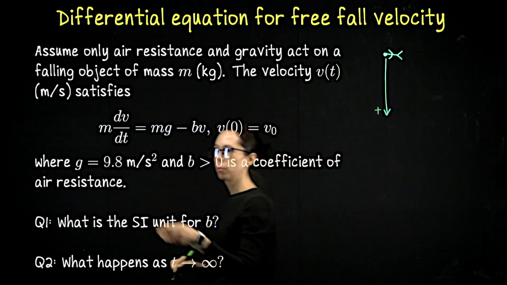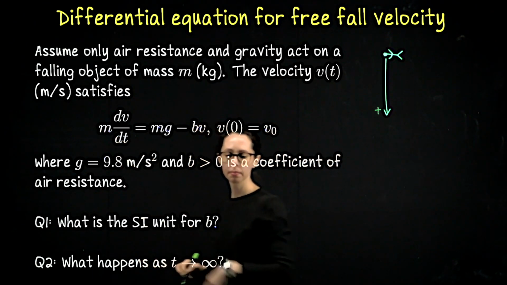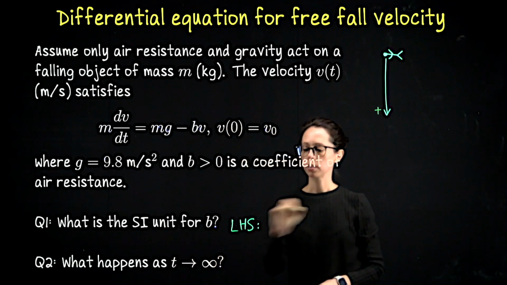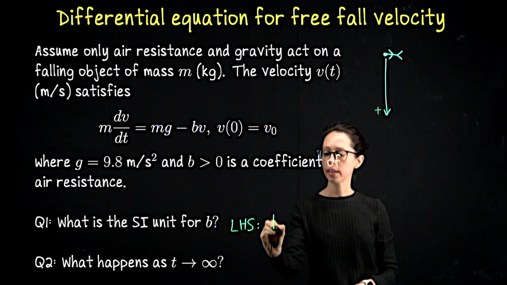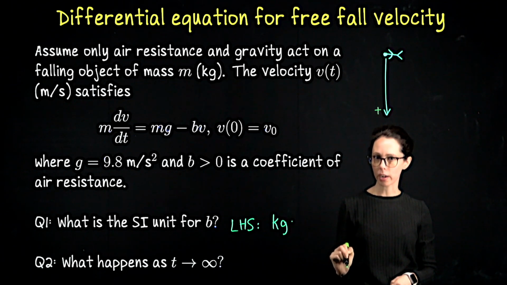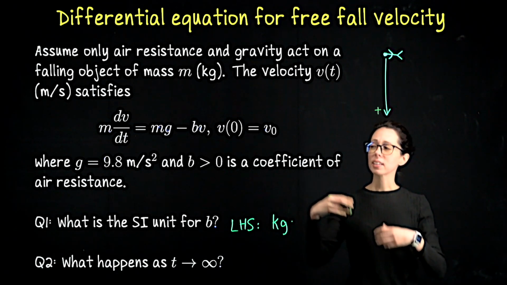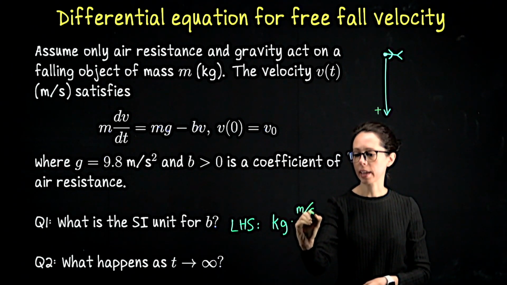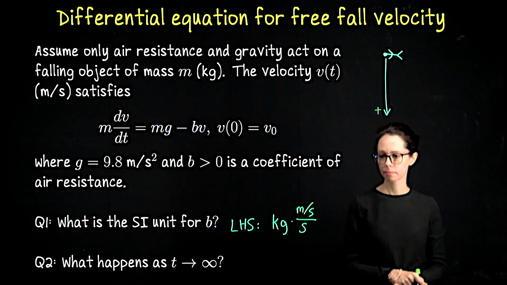On the left, we have mass times acceleration. So mass was in kilograms. So what's going on the left-hand side? Mass was in kilograms. Acceleration is meters per second squared. Why is it second squared? Because it's the rate of change of velocity with respect to time. So that's meters per second per second.